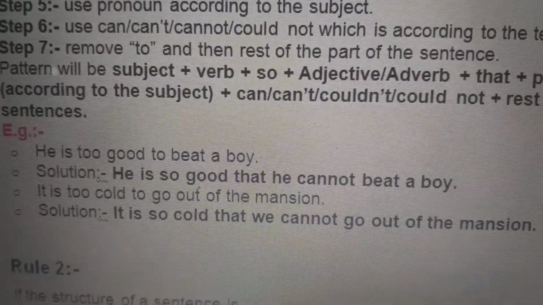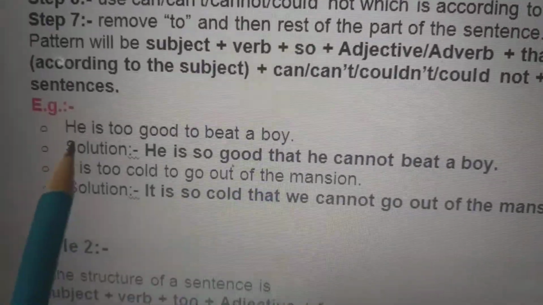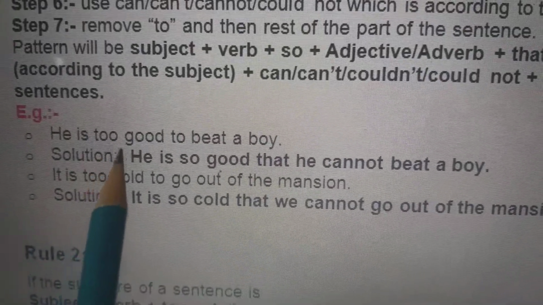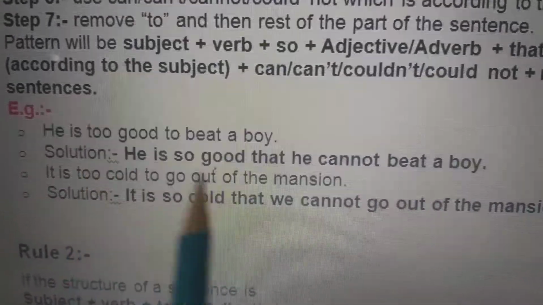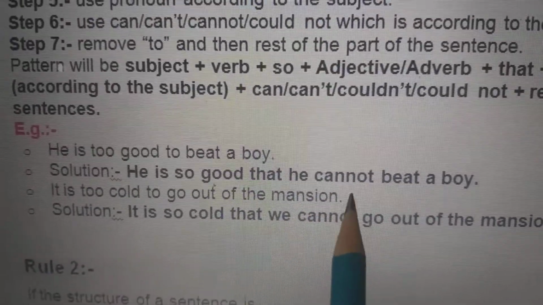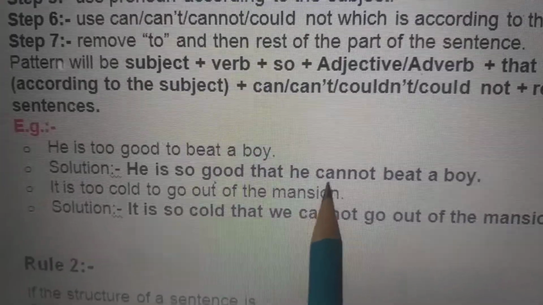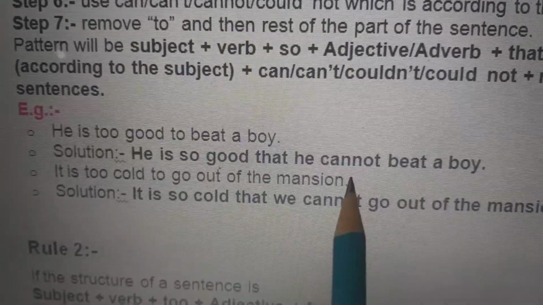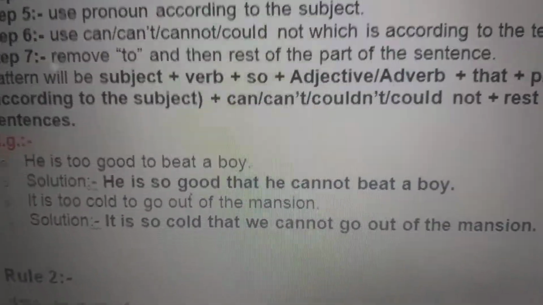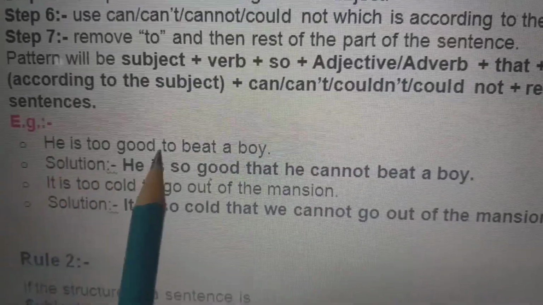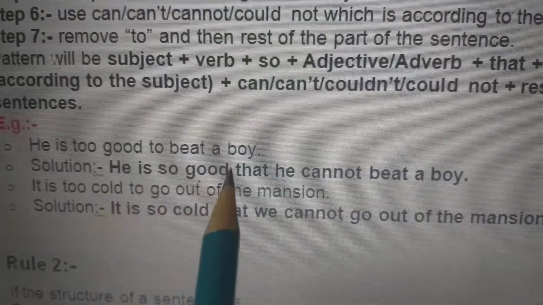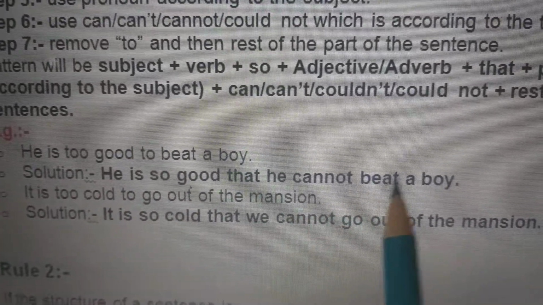For example, students, see over here, "He is too good to beat a boy." So how are we going to change this? "He is so good." Then we add "that", "he", then again in the sixth step it has given can, cannot, can't we can use. So "he cannot beat a boy." Now students, over here when we read "he is too good to beat a boy", this is in which tense? Present tense. So for that we use "he cannot beat a boy".